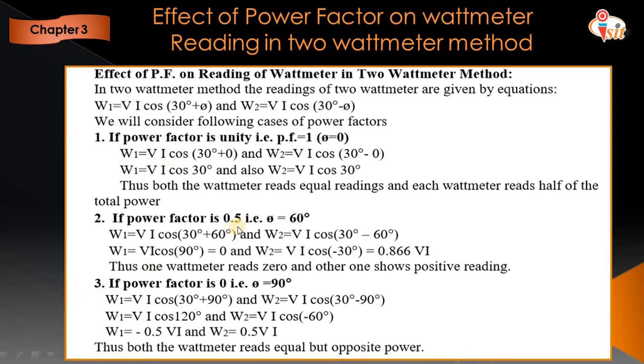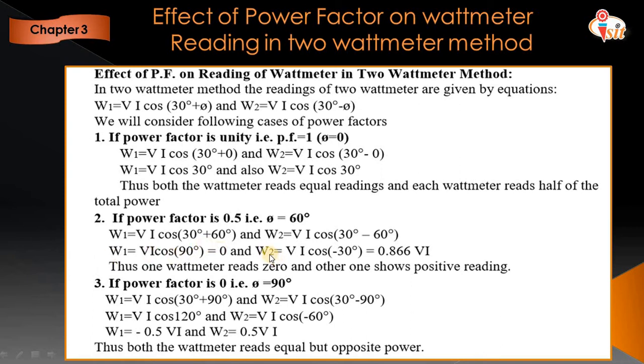The next power factor is 0.5, nothing but 60 degrees. For 0.5 power factor, W1 is equal to VI cos(30 plus 60) because φ is equal to 60, and W2 is equal to VI cos(30 minus 60). Then VI cos 90 and VI cos(minus 30). Here cos 90 is 0, so W1 is equal to 0, and W2 is equal to 0.866 VI. Thus one of the wattmeters reads 0 and the other reads a positive reading.